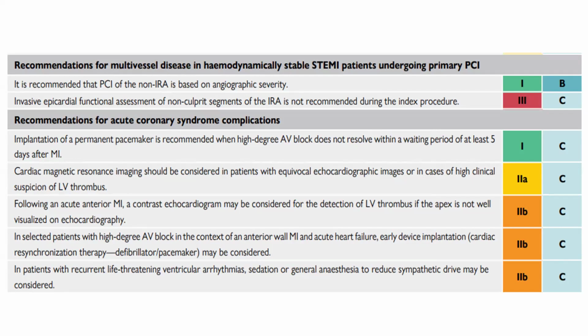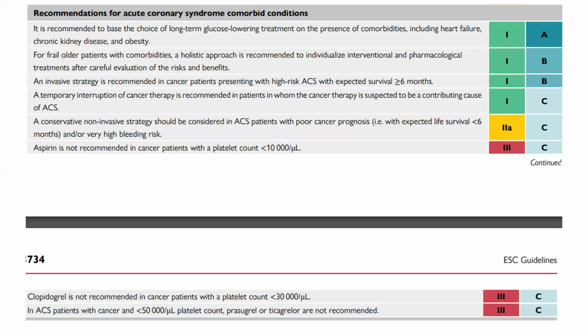In selected patients with high-degree AV block in the context of an anterior wall MI and acute heart failure, early device implantation may be considered. So in this case, we are looking at devices that may be CRT-D or CRT-P. That's also a 2B. In patients with recurrent life-threatening ventricular arrhythmias, sedation or general anesthesia to reduce sympathetic drive may also be considered. That's also a 2B.